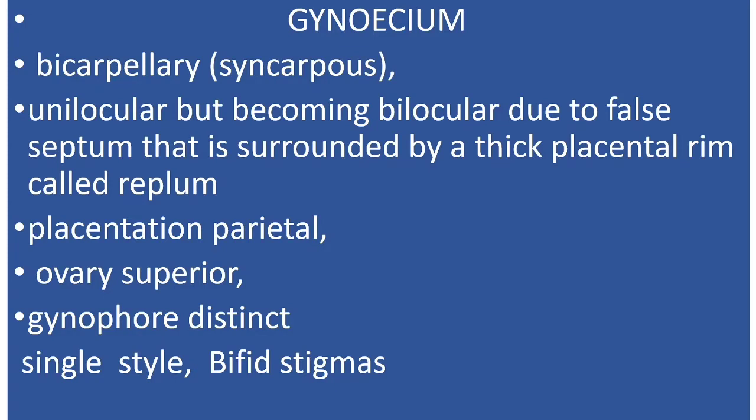Gynoecium is bicarpellary, means consists of two carpels, syncarpous, fused carpels, unilocular, but becoming bilocular due to a false septum that is surrounded by a thick placental rim, which is called replum. Placentation is parietal because crucifer is the member of parietal. Ovary superior, gynophore distinct, single style, bifid stigma.